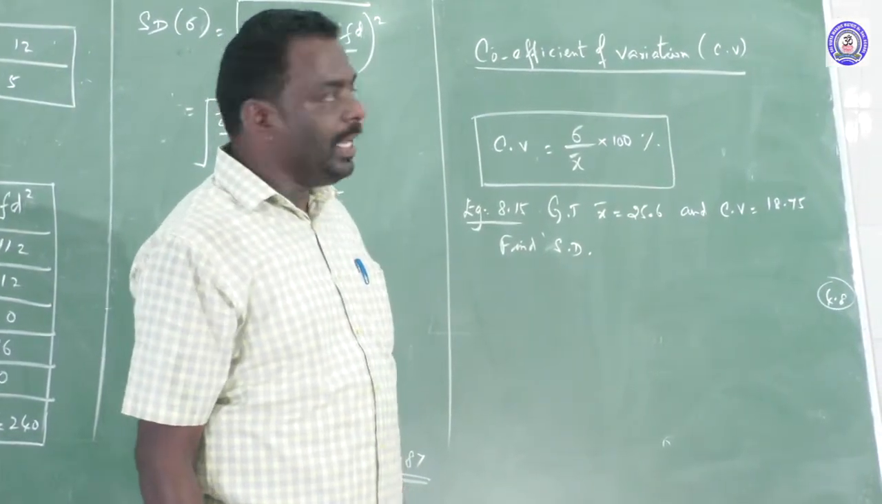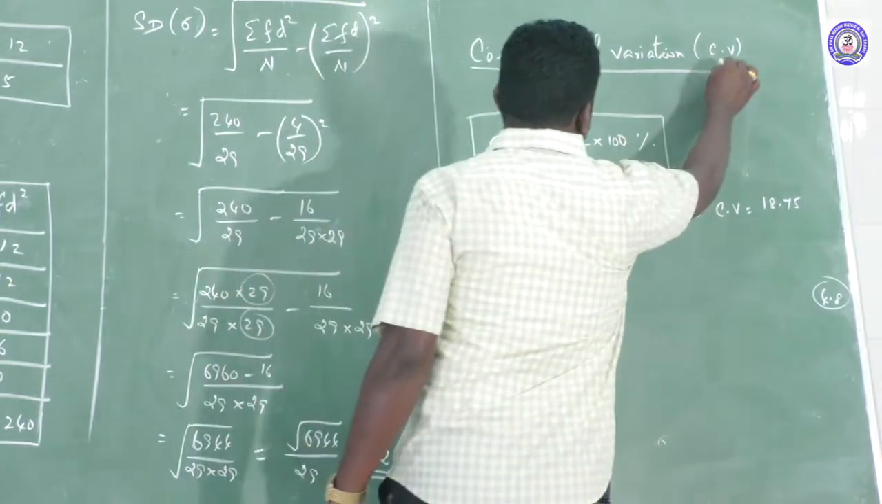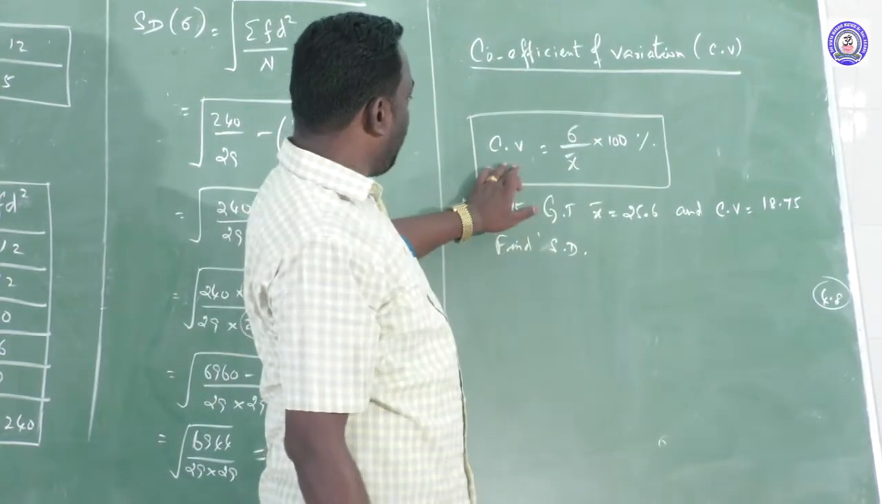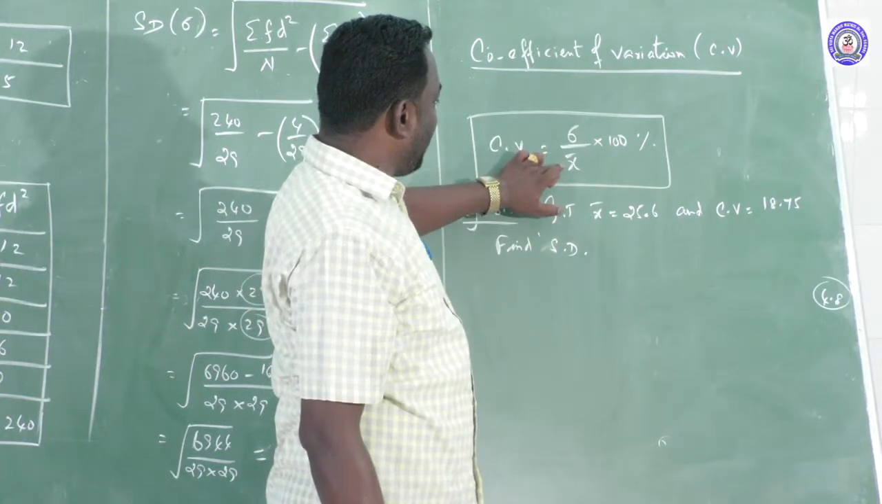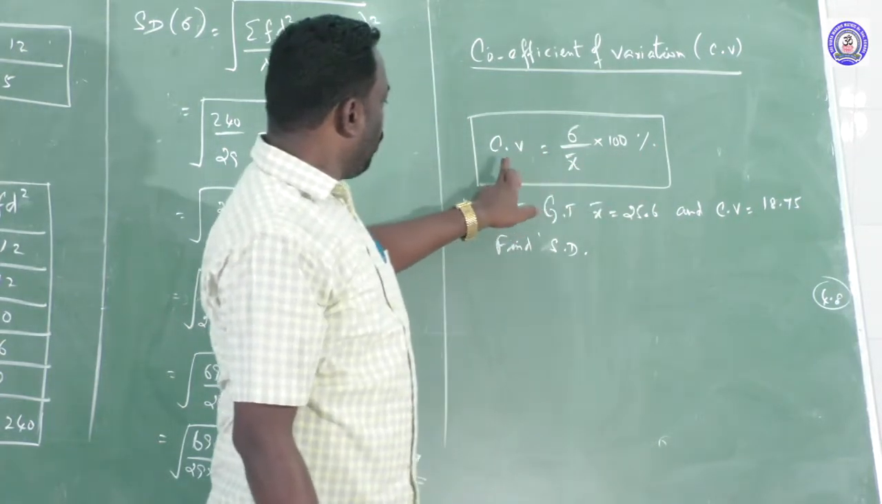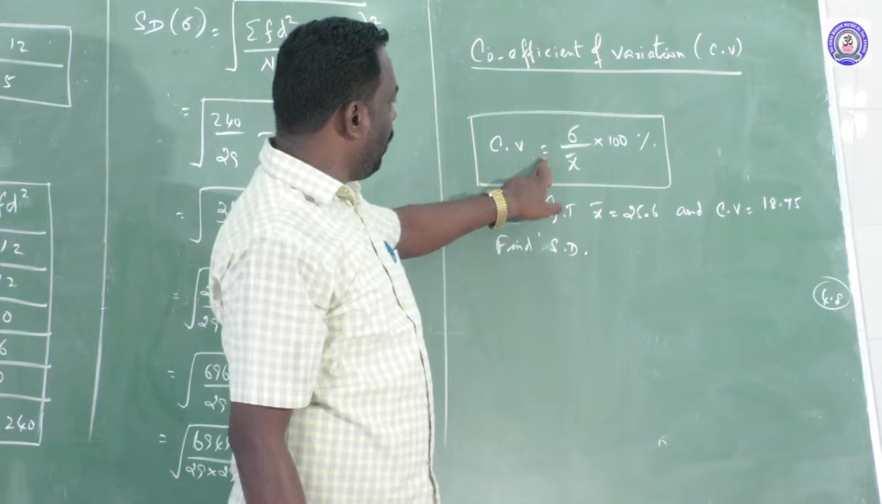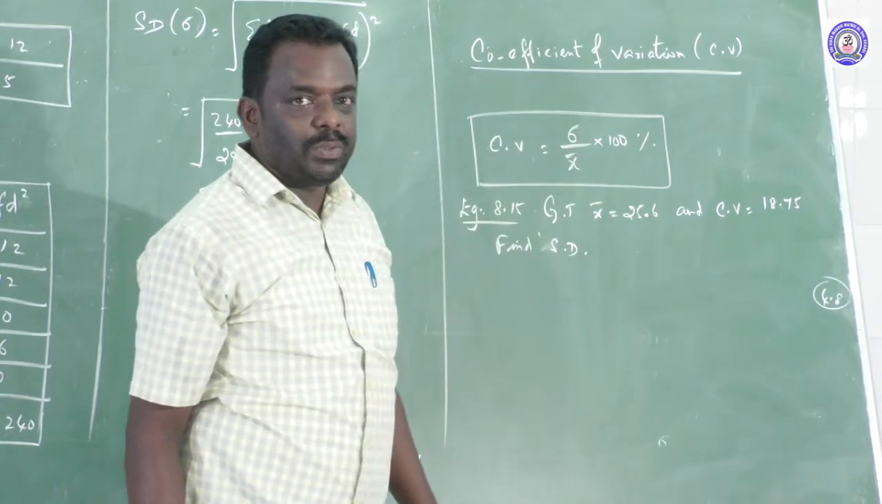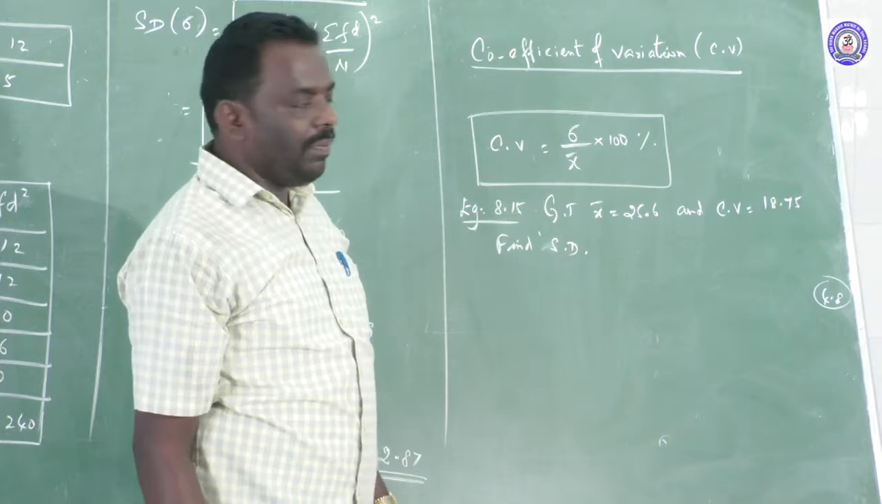Now the next topic is coefficient of variation. The coefficient of variation is defined as C.V. The formula applied is sigma by x bar into 100%. Coefficient of variation is equal to sigma by x bar into 100%. We apply this to find the coefficient of variation.